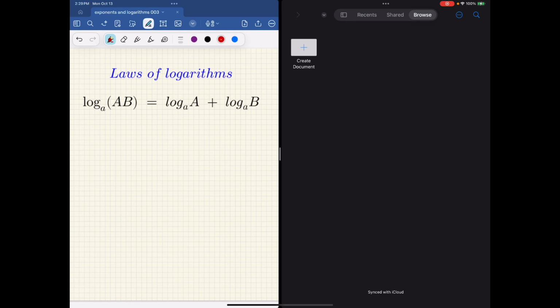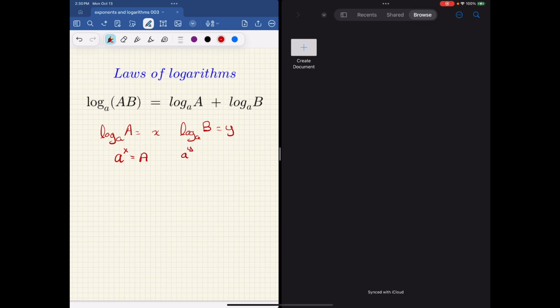We're going to simply call the log base a of A x, and we're going to call the log base a of B y. Now, when we look at these, we understand that what log base a of A equals x is saying is that a to the x equals A. And what log base a of B equals y is saying is that a to the y equals B.